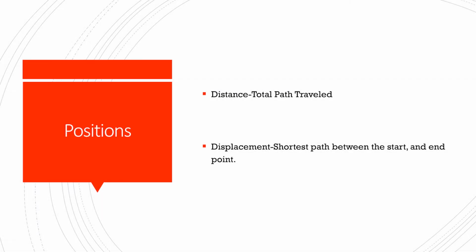So now that we've looked at what it is and the components, we're going to look at the position. There are two different terms here. We have distance, which is your total path traveled. And then we have displacement, which is the shortest path traveled between the start and the end point.